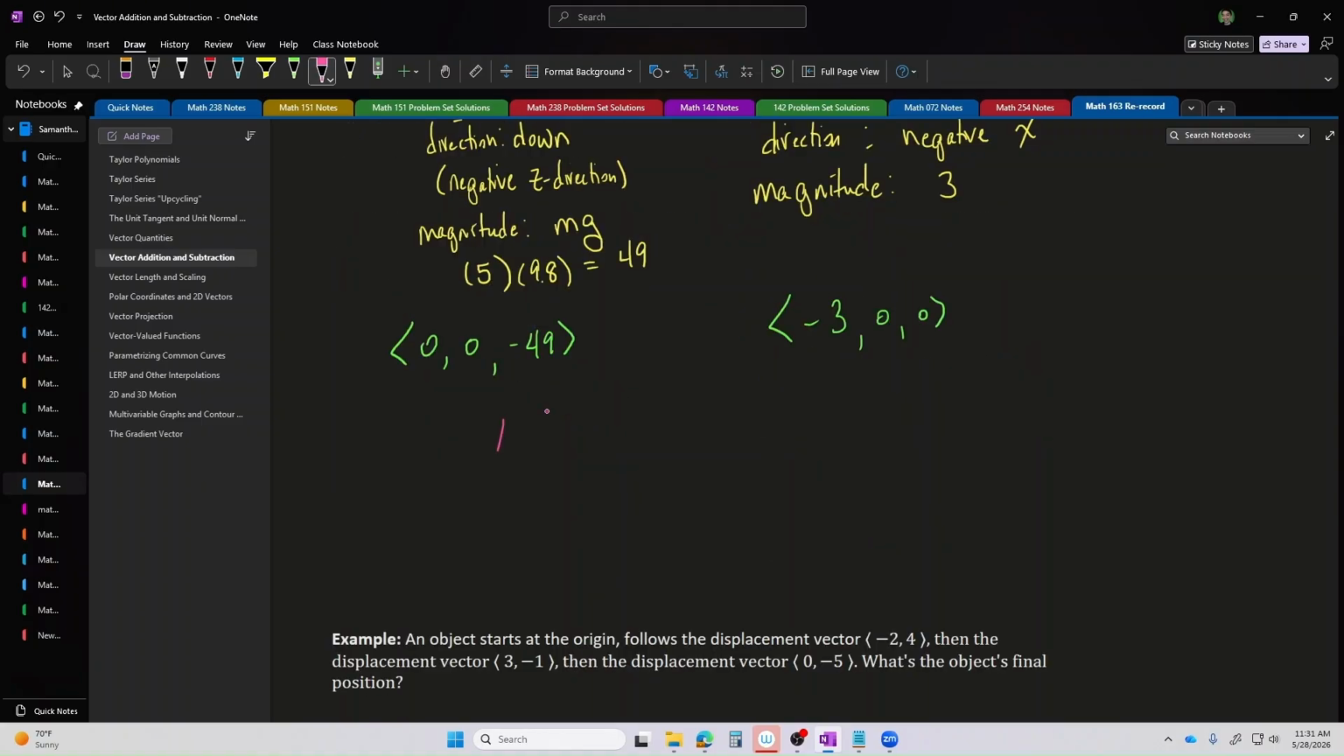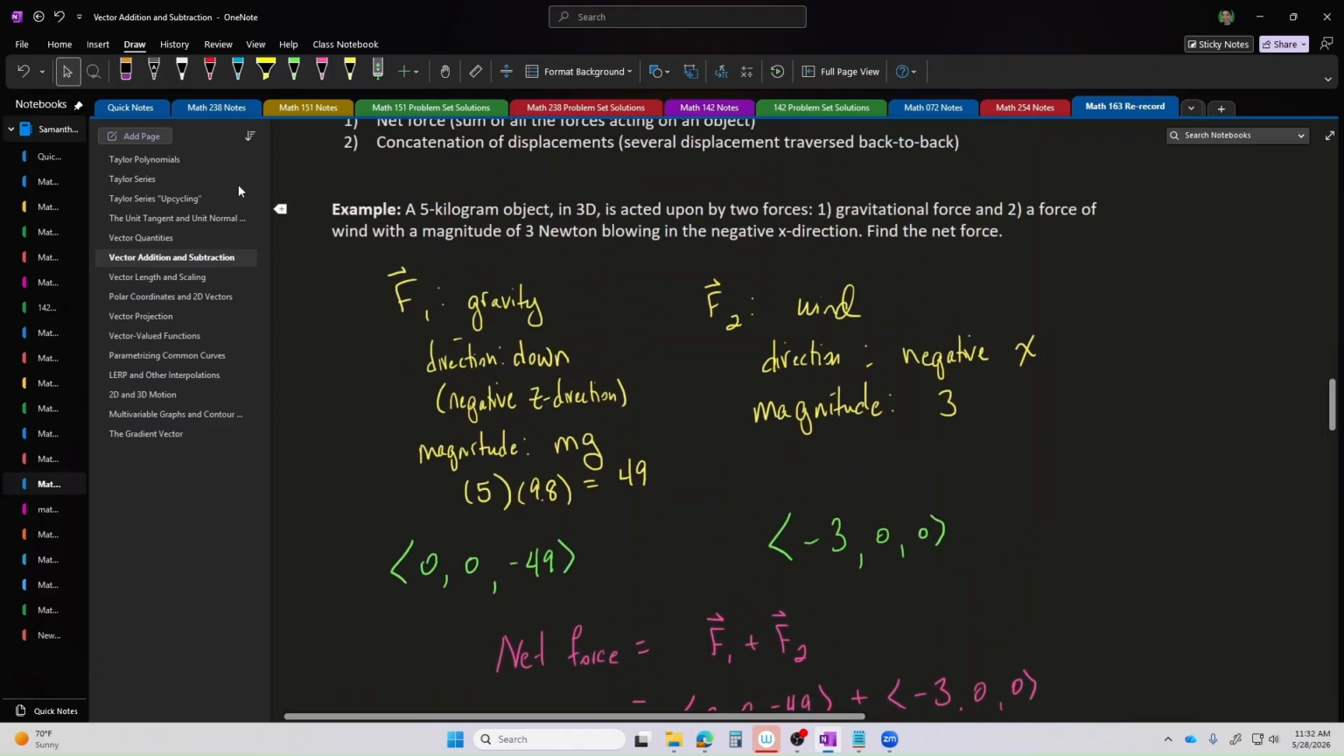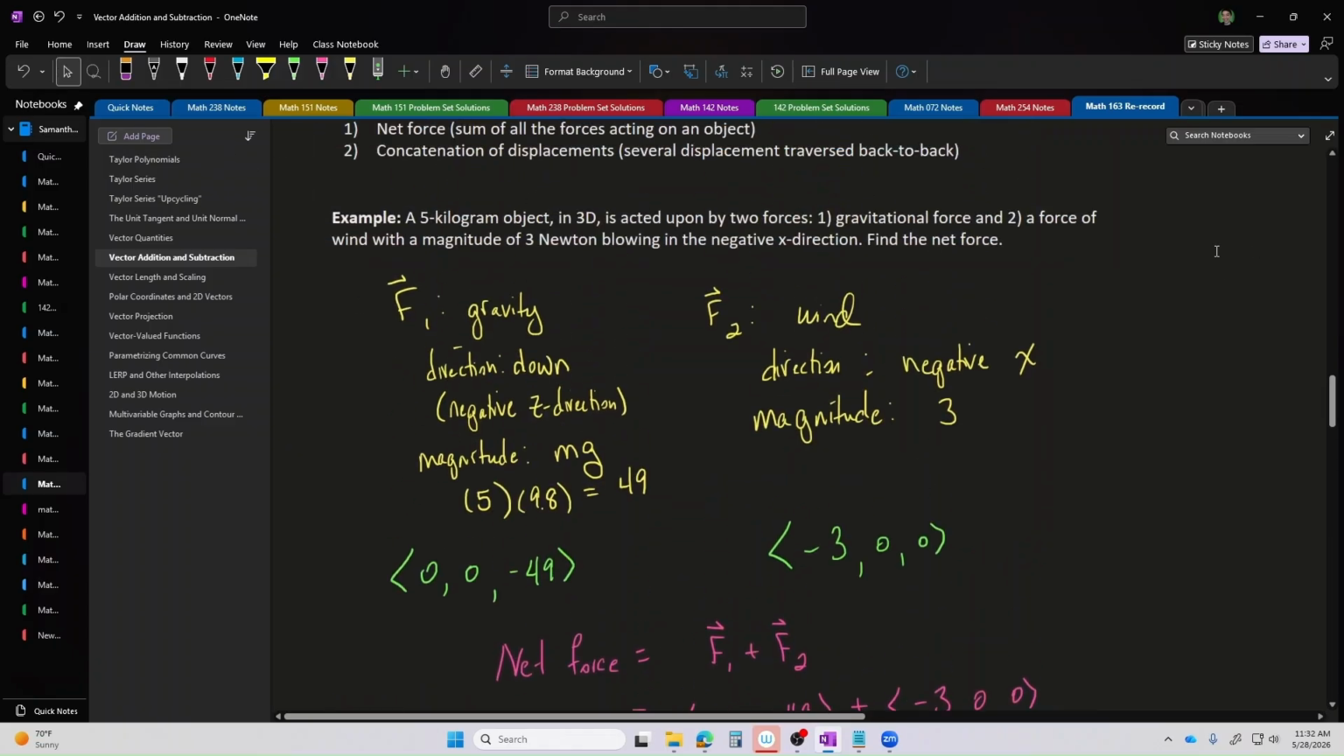So the net force would just be the sum of the forces acting on the object, the sum of F1 and F2. So that would be 0, 0, negative 49 plus negative 3, 0, 0. So that gives me negative 3 in the x component, 0 in the y component, and negative 49 in the z component. So this would be the net force acting on this object in this scenario.